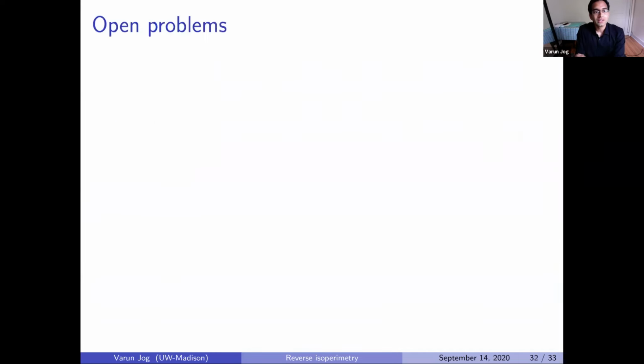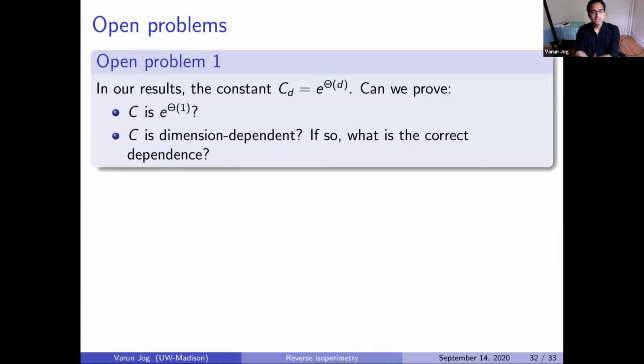Right, so I'll end with a few open problems. The first is, in both the results for the Gaussian inequality and the Euclidean inequality, this constant that shows up there is exponential in the dimension. And if one is really optimistic, one could say, well, is the constant actually independent of the dimension? Because that's what happens when you're looking at half spaces. I doubt that it is dimension independent. But if it is dimension dependent, what is the correct dependence?